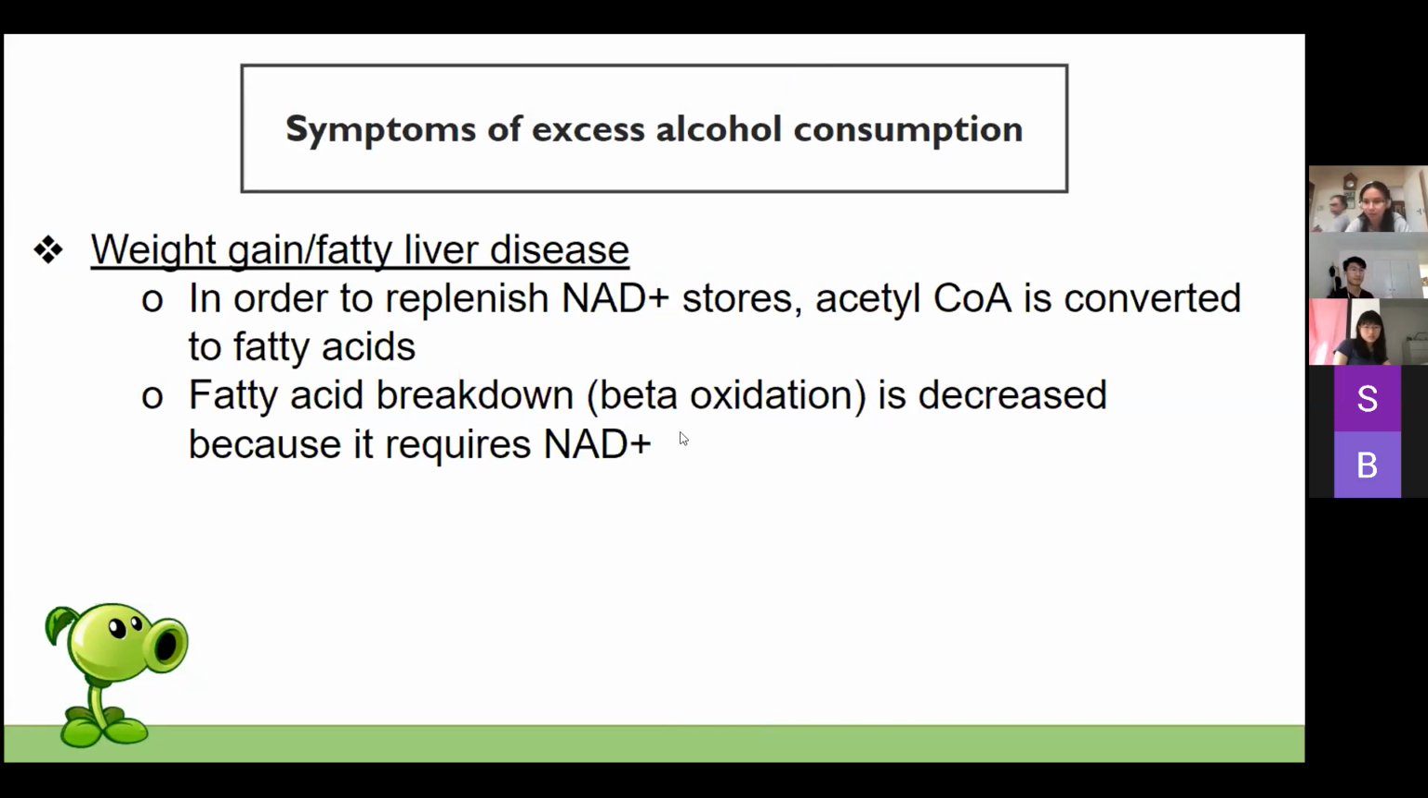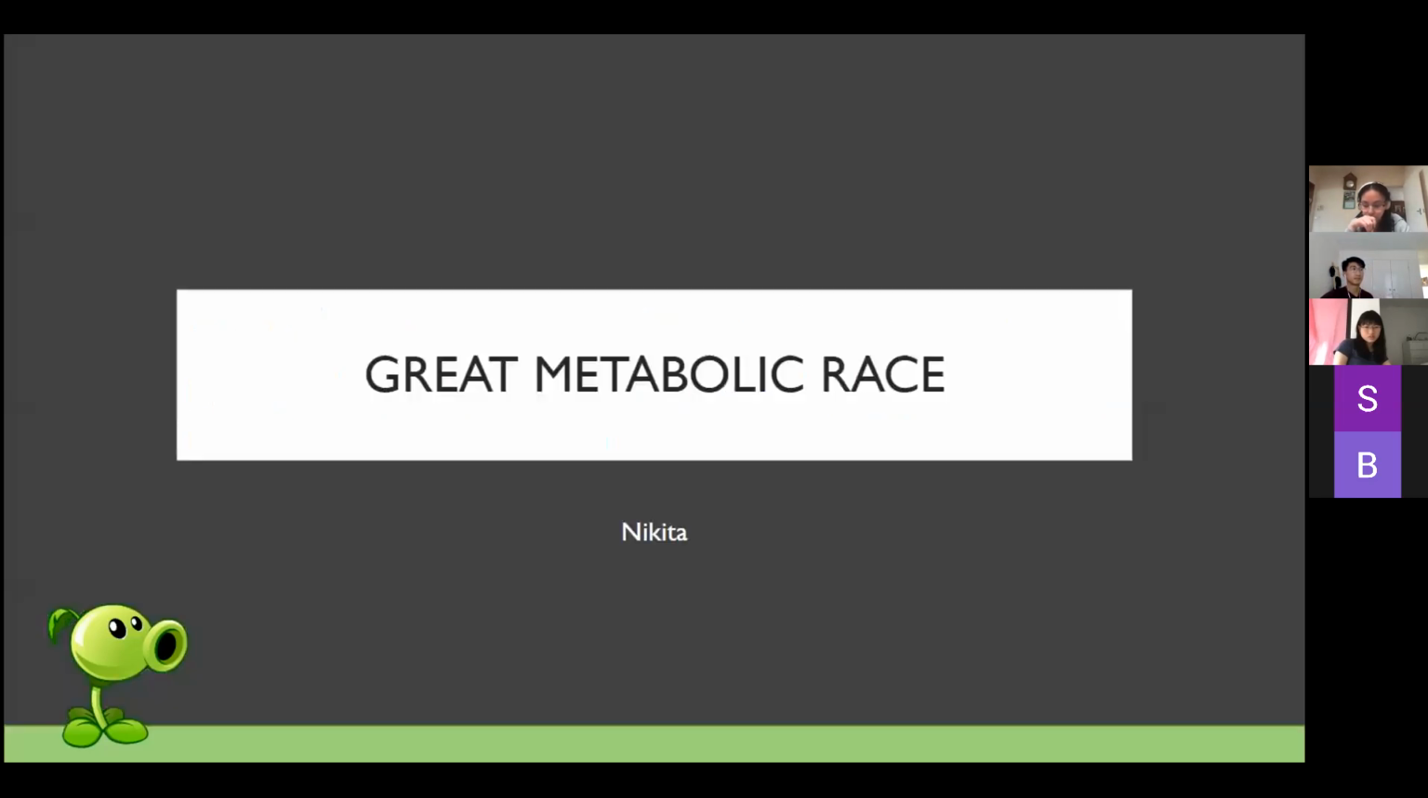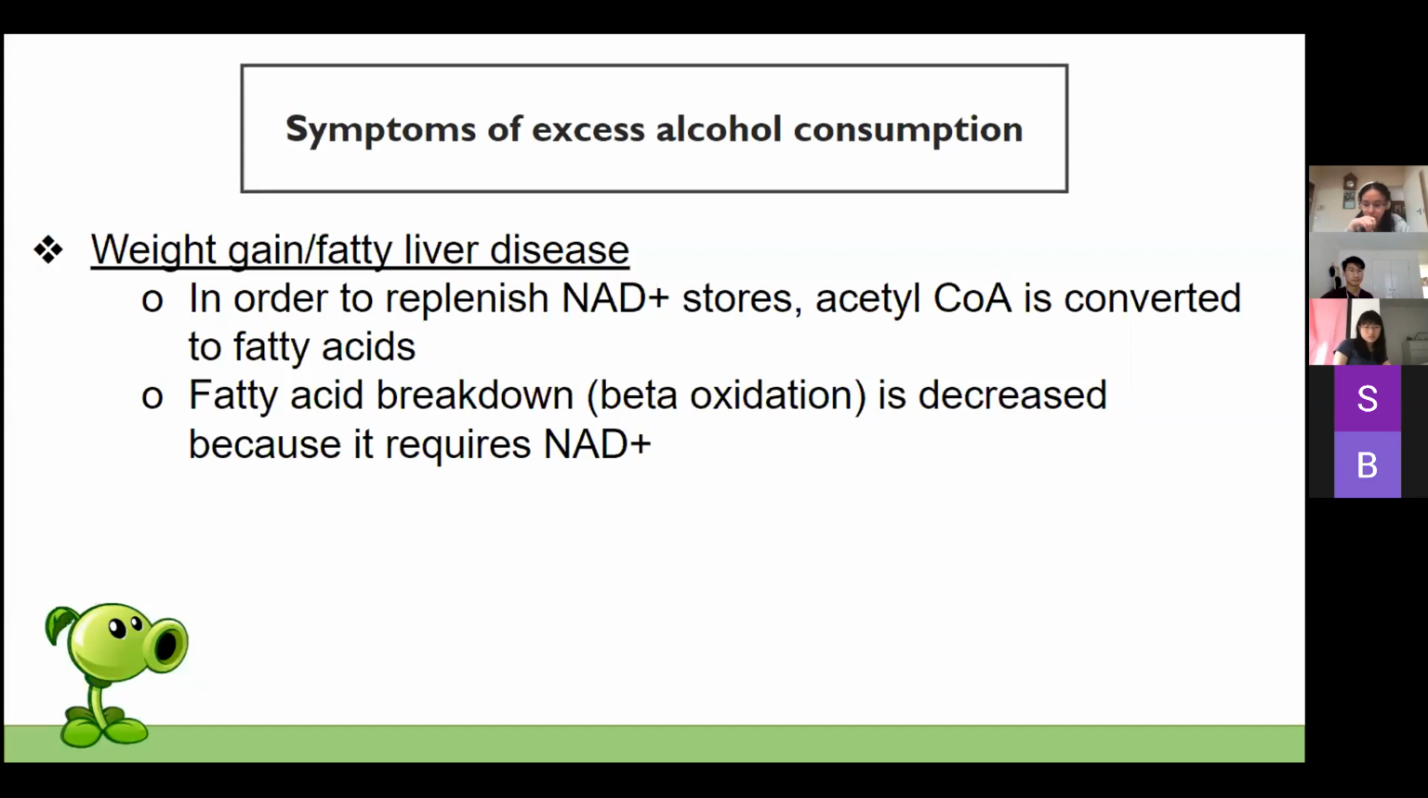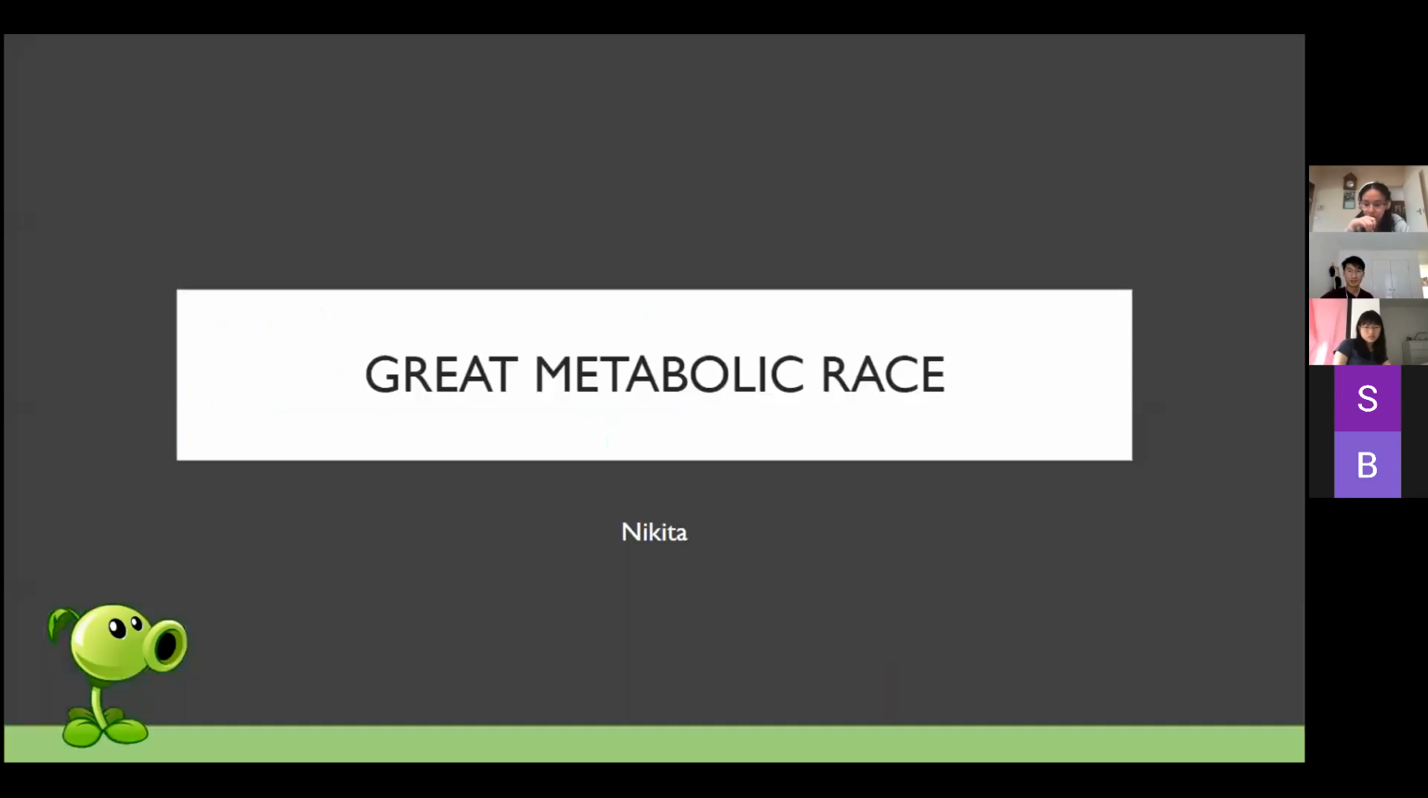And beta oxidation is also decreased because we recall that beta oxidation produces NADH, right? And in order to produce NADH, we need NAD+. But if we don't have enough NAD+, then we can't undergo beta oxidation. So there's less fatty acid breaking down, and that means that there's more fatty acid being stored up in the body. Yeah, any questions?